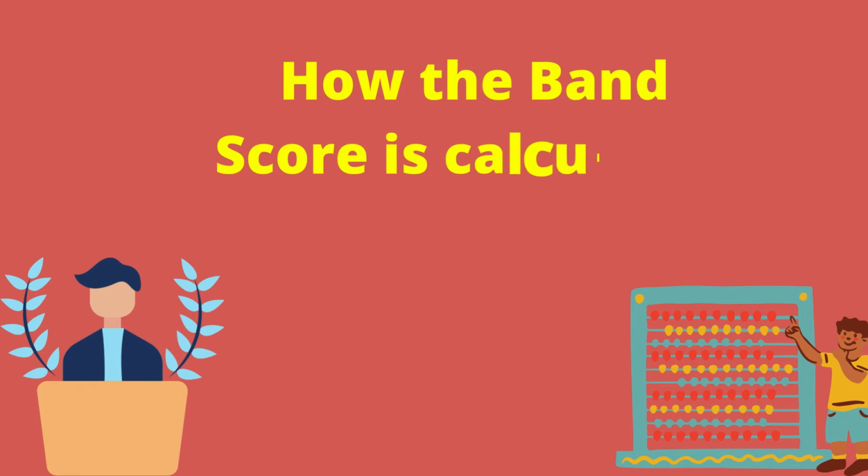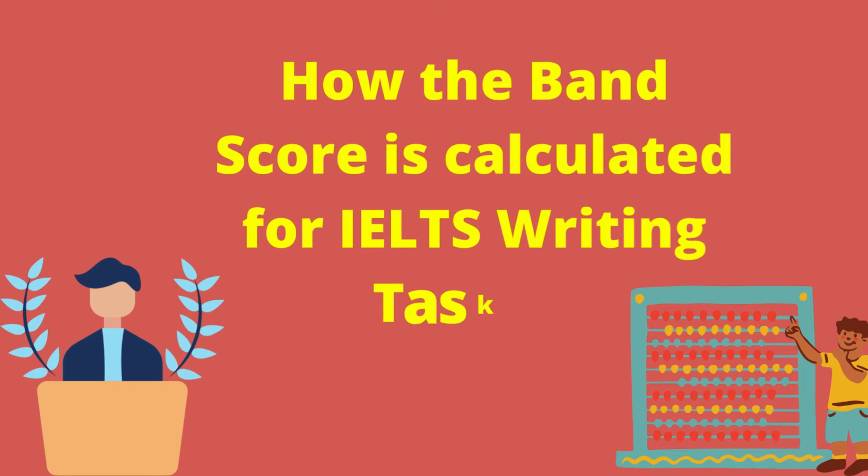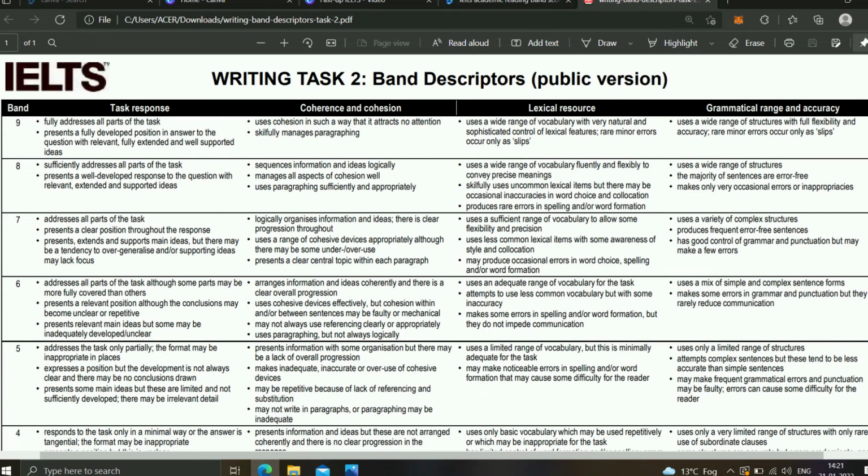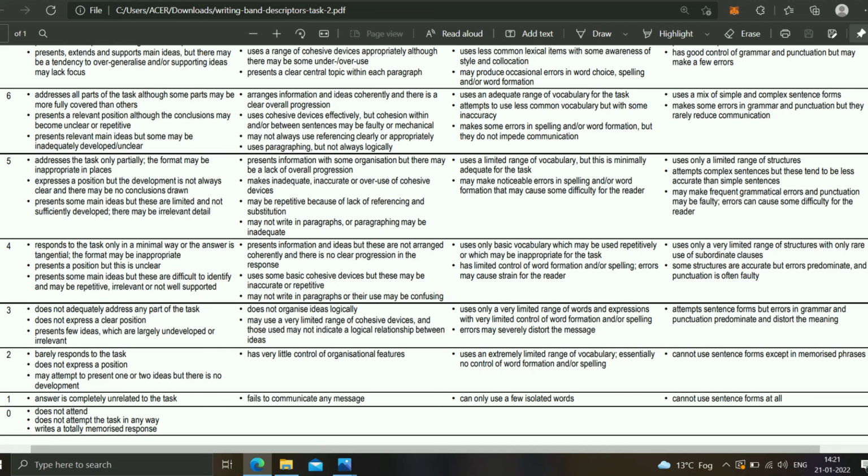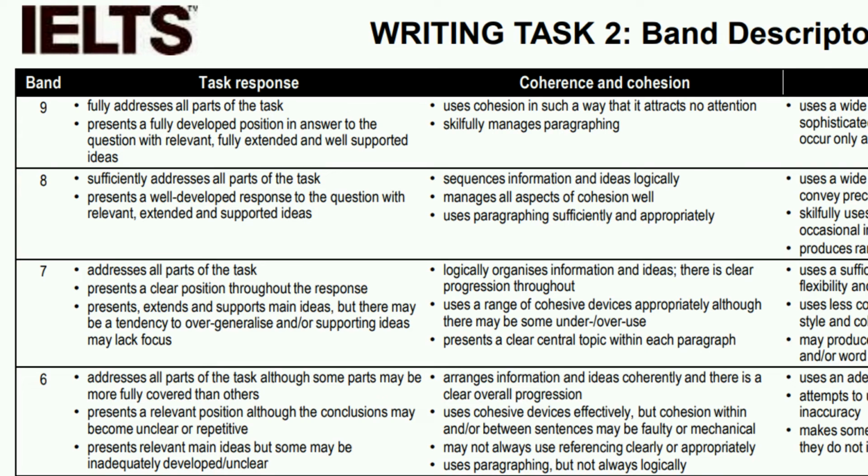How the band score is calculated for IELTS Writing Task 2. Here is the band descriptors for IELTS Writing Task 2. The band score is calculated according to the task response, coherence and cohesion, lexical resource and grammatical range and accuracy. Firstly, we will talk about task response.